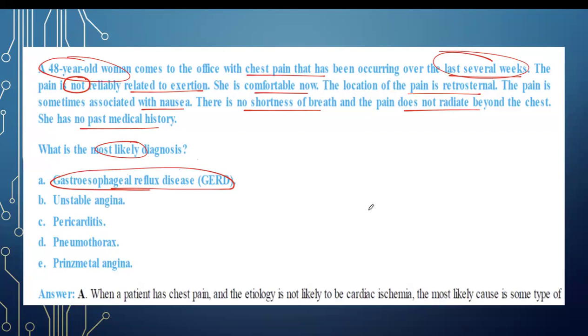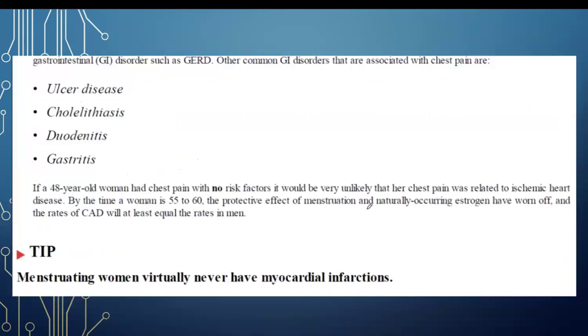And always remember that patients, especially women who are premenopausal, very rarely get a heart attack. So you can see here, if a 48-year-old woman has chest pain with no risk factor, it would be very unlikely that the chest pain is related to ischemic heart disease. Menstruating women virtually never have a myocardial infarction because the female estrogen actually protects them from this kind of problem. But by the time they become menopausal, their risk becomes equal to men.